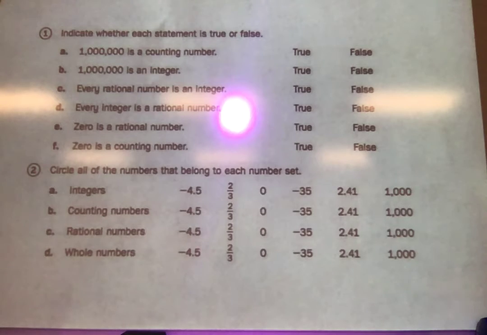Okay, we're going to work through our exit slip 110 here and go through some of our thinking. We're going to indicate whether each of these statements is true or false. Some of these can be a little tricky, so you really have to know these definitions.